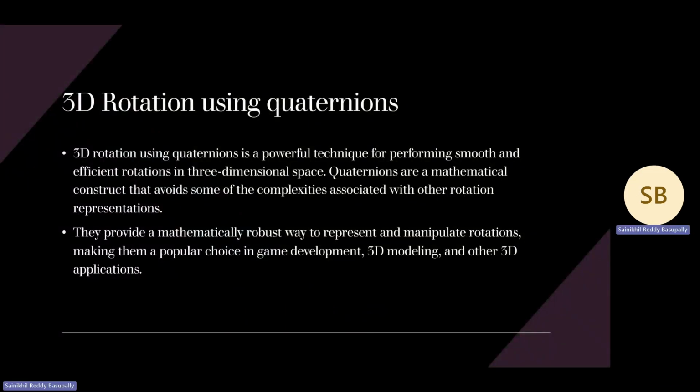There is also another way of rotating a 3D object using quaternions. The technique of 3D rotation using quaternions is a powerful technique for performing smooth and efficient rotations in 3D space. Quaternions are a mathematical construct that avoid some of the complexities associated with other rotation representations. They provide a mathematically robust way to represent and manipulate rotations, making them a popular choice in game development, 3D modeling, and other 3D applications.